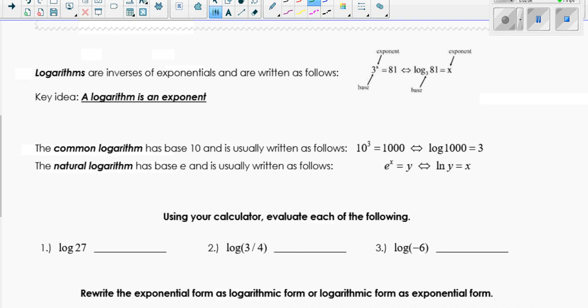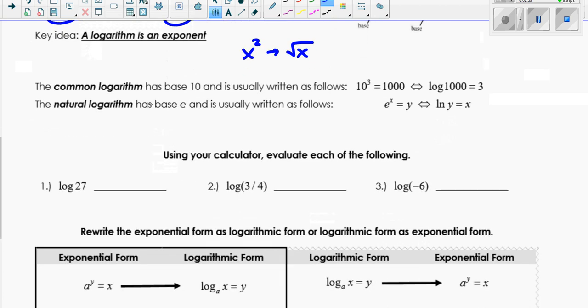Alright, so logarithms are inverses of exponential functions. We've been talking about that back and forth, how if you had x squared, its inverse would be the square root of x because they undo each other. Logarithms are inverses of exponentials. So if you have an exponential function, a logarithm would undo it, or vice versa, an exponential would undo a logarithm. Okay, so the key idea here is that a logarithm is an exponent, which is why we use them with exponential expressions.